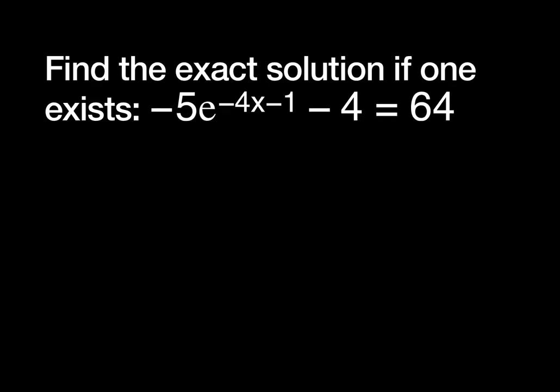Is that negative? So yes, the power is on the e. Negative 5 times e to that power, minus 4 equals 64. So when in doubt, just start with something. Got to solve for x, got to get rid of all the things that aren't x.